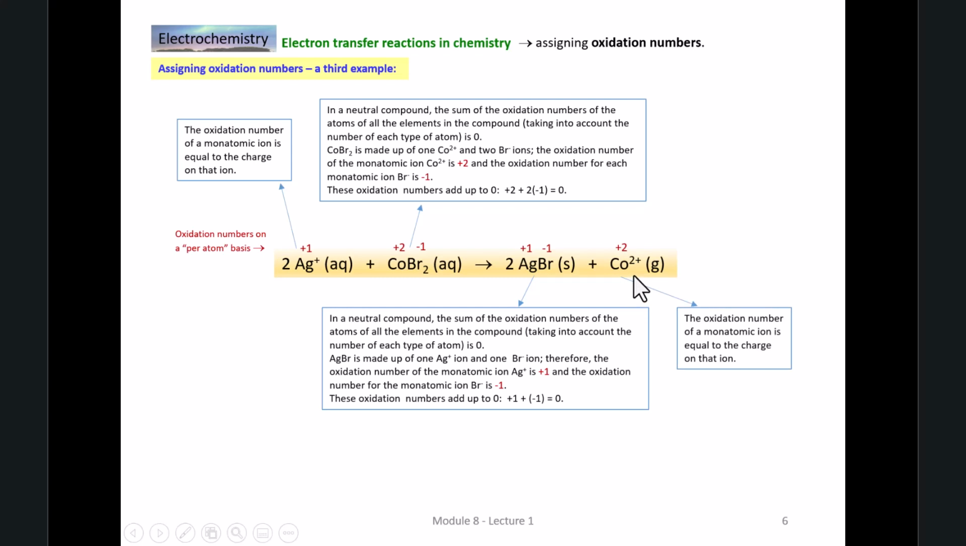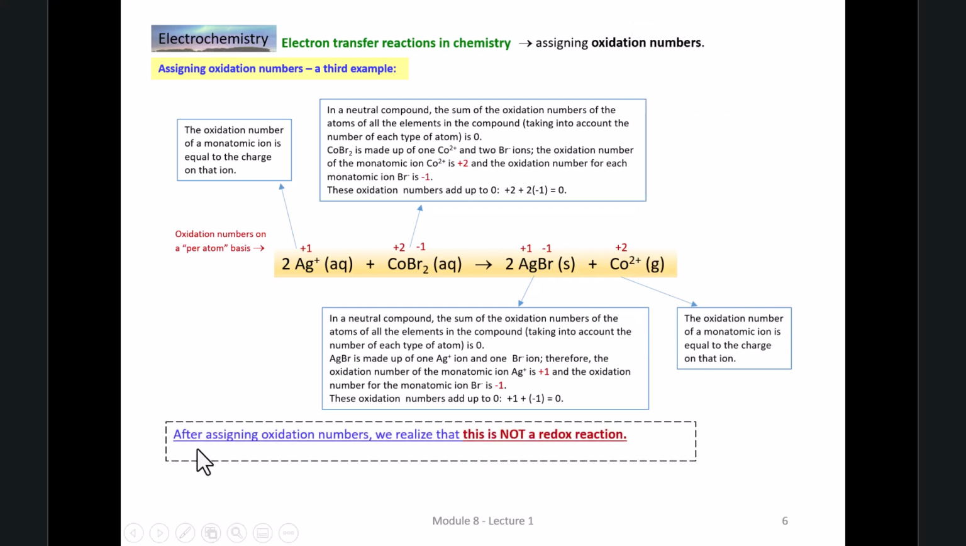Well, let's examine this reaction. After assigning oxidation numbers, we realize that this is not a redox reaction because going from reactants to products, there is no change in oxidation number for any of the atoms. Silver is +1 on the left, it's +1 on the right. Cobalt's +2 on the left and +2 on the right. Bromide is -1 on the left, -1 on the right. And so this is actually just a precipitation reaction with no electron transfer involved.